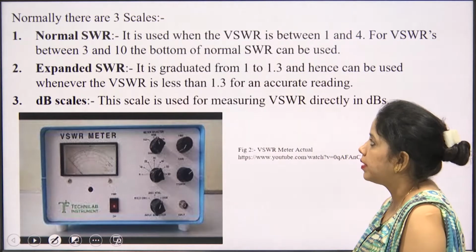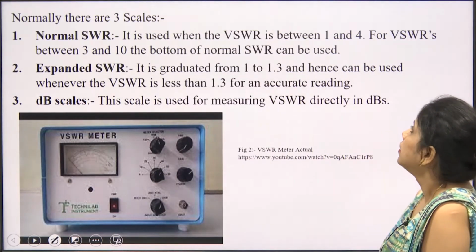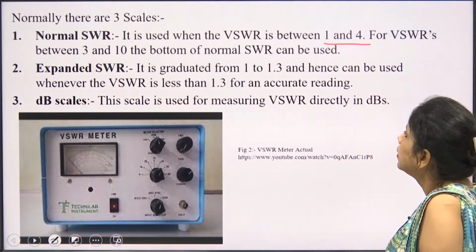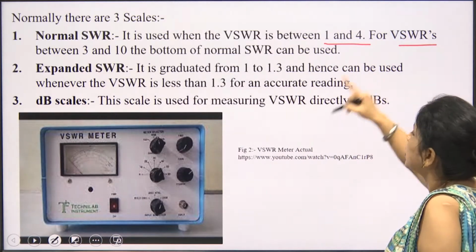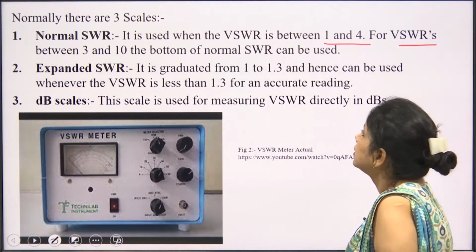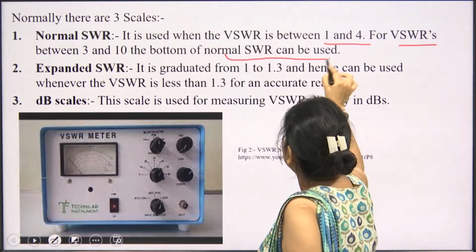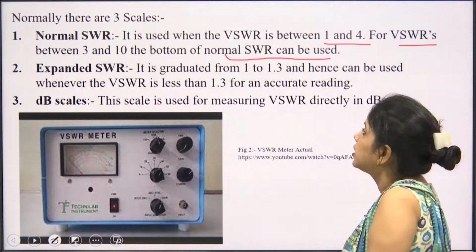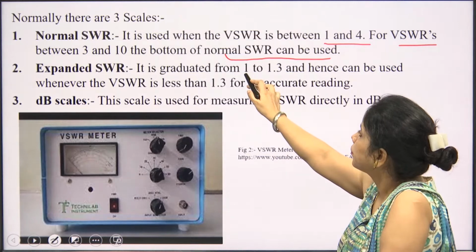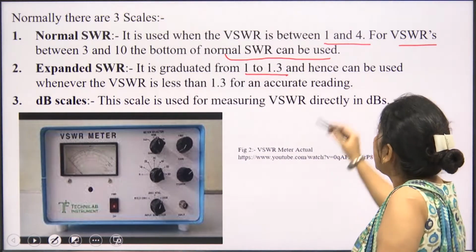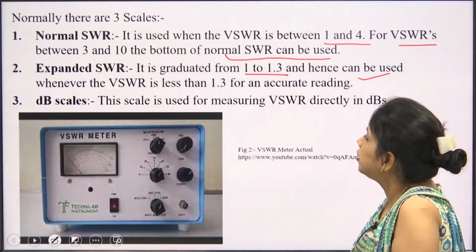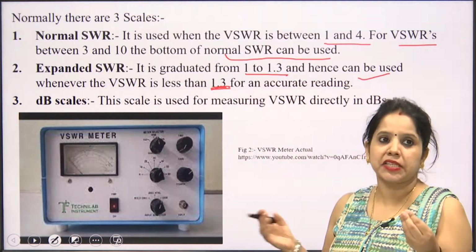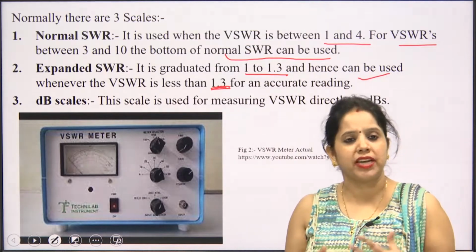The first one is the normal SWR. It is used when VSWR is between 1 and 4, and for VSWRs between 3 and 10, the bottom of the normal SWR scale can be used. And the expanded SWR is graduated from 1 to 1.3, and hence can be used whenever the VSWR is less than 1.3, because this expanded SWR comes into existence only because of that.